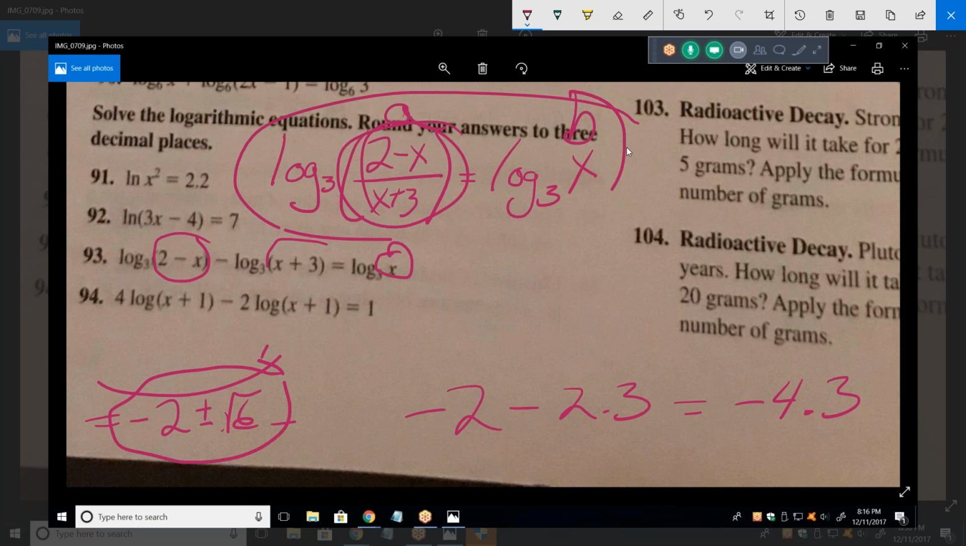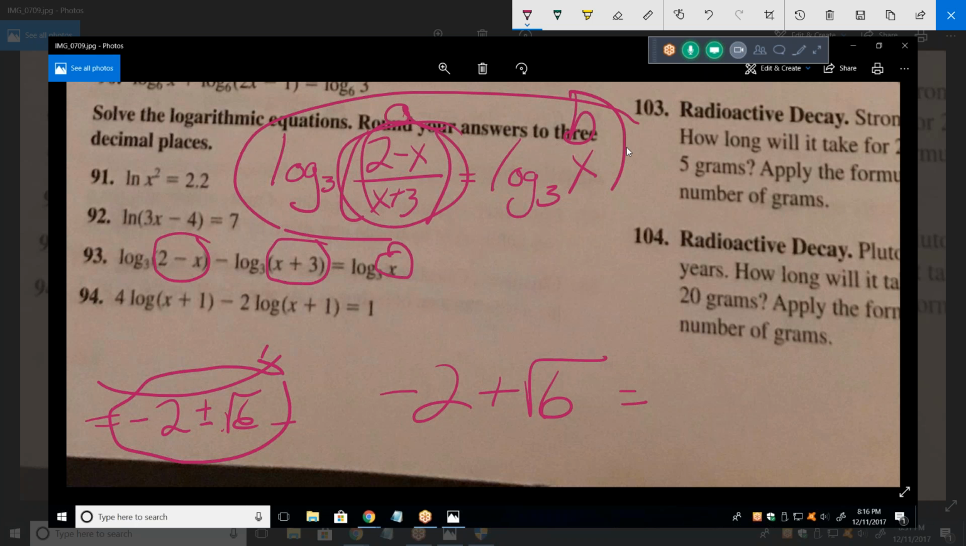And it actually doesn't work for that either. In other words, if one of our answers causes the argument to be negative, then you lose it. So the only answer we have is minus 2 plus root 6. Turn that into a number.